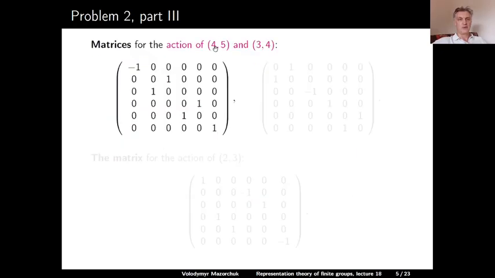So the matrix of (4, 5) is minus 1 on the diagonal, then we swap the second and the third basis vectors, then we swap the fourth and the fifth basis vectors, and the last basis vector is just an eigenvector with eigenvalue 1.